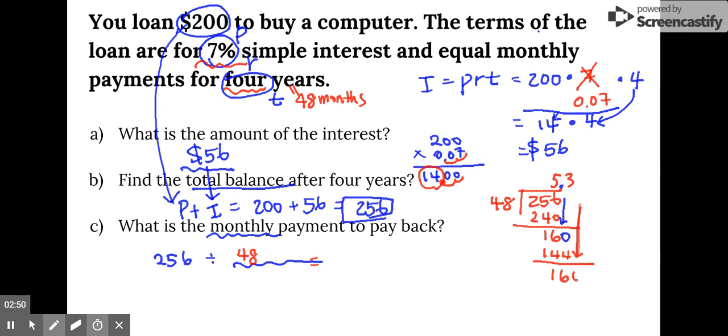It's going to be repeating because you get 160, 160, right? So you may say, oh, it's going to be 5.3, 3, and 3 is repeating, right? So I can just put 3 here. But they're talking about money, so you can just pay $5.33, about 33 cents, for 48 months. Then you can pay this $256 for 4 years. You can pay this amount back to the bank.